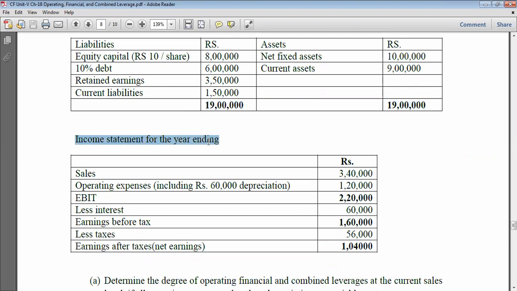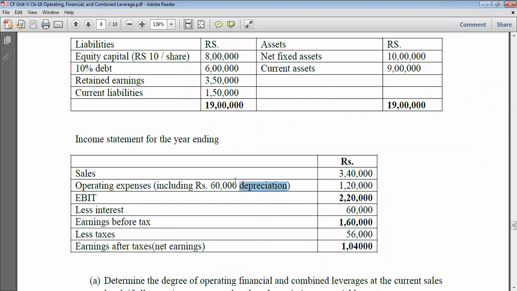Then this income statement is also given in the problem itself. Sales are 3,40,000 rupees. Operating expenses, see there is a small twist here. They are given including 60,000 depreciation, so it is 1,20,000 rupees. So what is that twist? Depreciation is a non-cash cost. I repeat, depreciation is a non-cash cost.